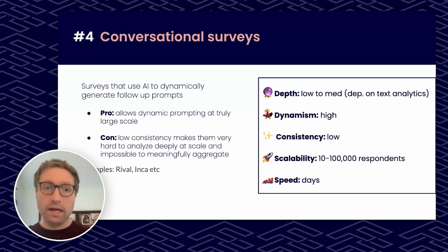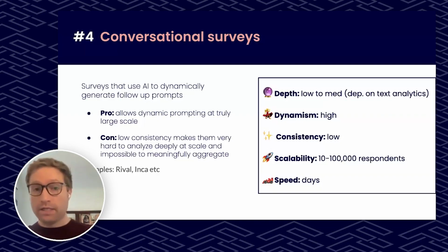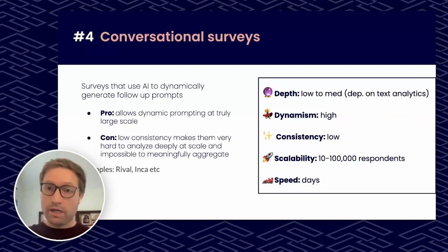The con here is, again, relatively low consistency can make them hard to analyze at scale. So the more you enable the system to take the conversation in different ways, the more you're getting that unique following of threads. But what you're sacrificing is the fact that each respondent is no longer actually having the same prompt asked of them. And so again, you're going to have a difficult time aggregating that data set. And that will just fundamentally undermine really what you're after in terms of scale.